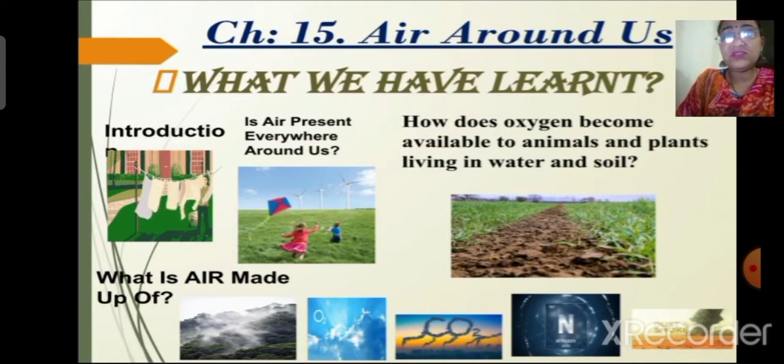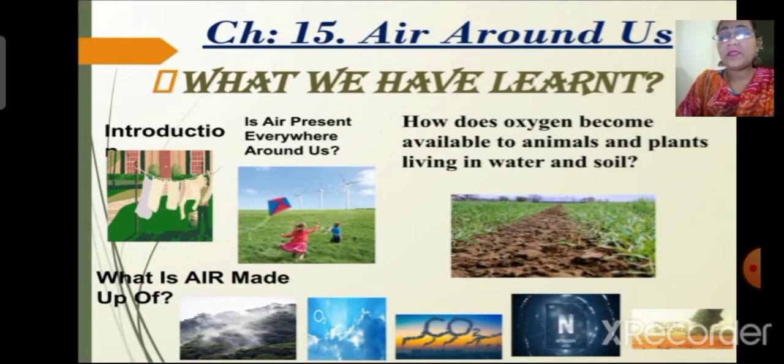We have seen the introduction to the chapter, then we learned the fact that air is present everywhere around us. We also learned that air is not only one substance, but is made up of a mixture of substances or gases like water vapor, nitrogen, oxygen, carbon dioxide, dust, smoke, etc. Today, we will study how oxygen becomes available to animals and plants that live in water and soil. So let's learn about this topic today.